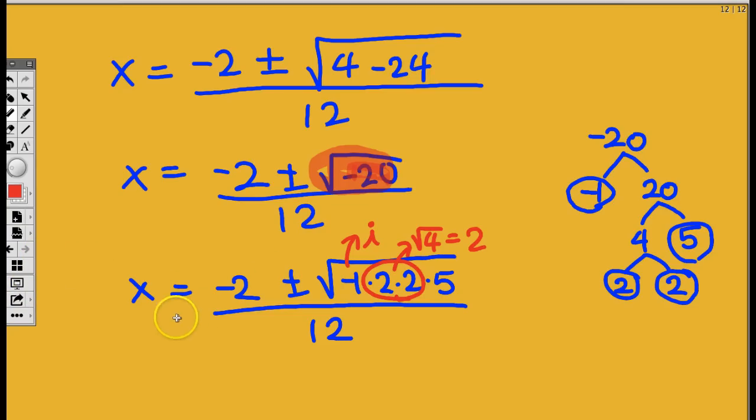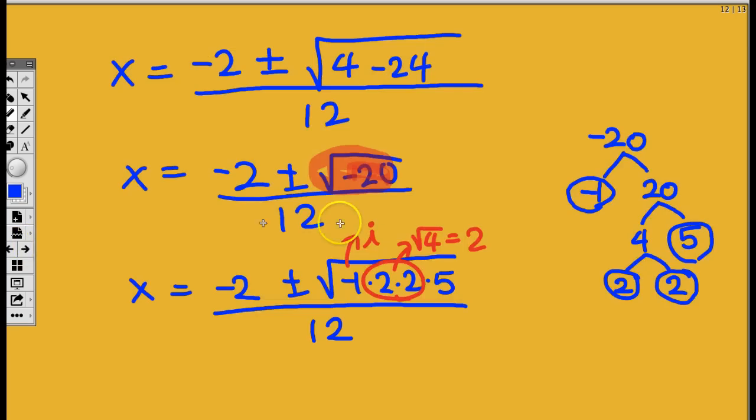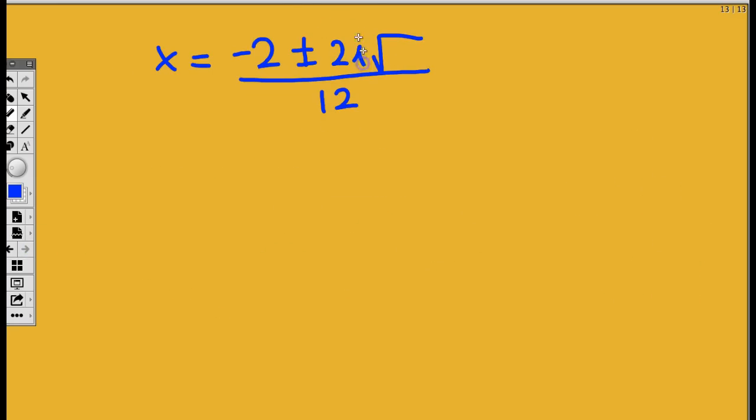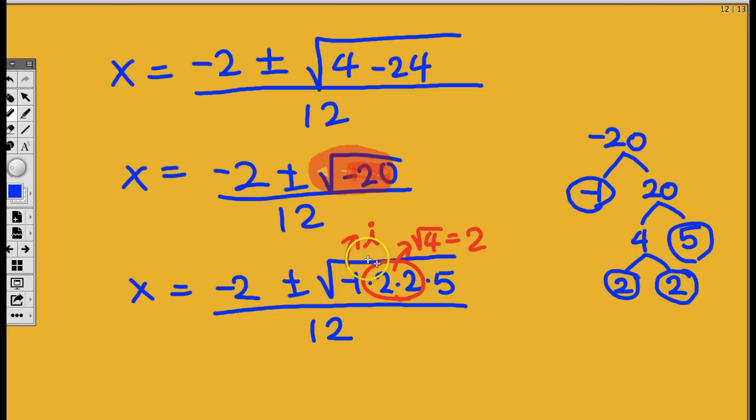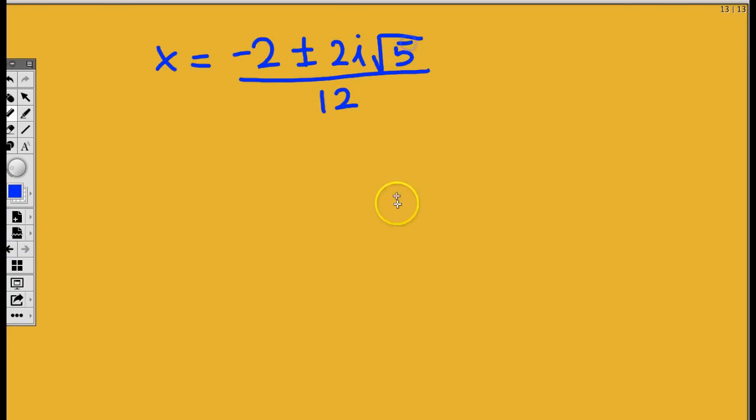So what I'm doing is I'm just going to copy all of this. x equals negative 2 plus or minus, and then all over 12. And then I'm going to try and simplify the stuff in there, okay? Let me change colors. x equals negative 2 plus or minus, and then let's do this a little bit later, all over 12. So go back, and who came out? The 2 and the i. So I'm going to put the 2 and the i outside. But who is still stuck inside the Sleeping Beauty's castle? Oh, that's the 5. So 5 stays in there.